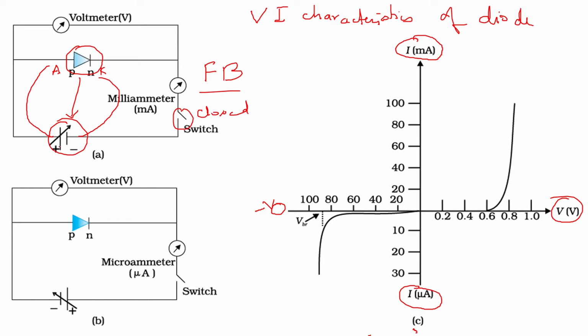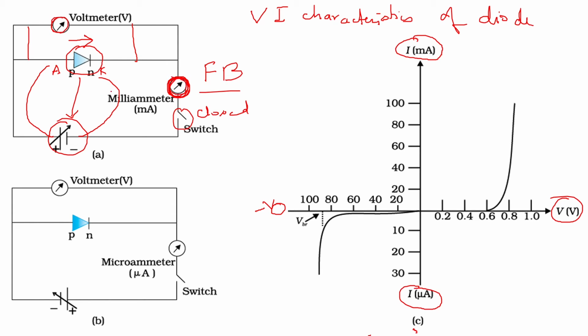So as you increase this voltage, the potential barrier will be overcome and the majority charge carriers will cross over, and current starts flowing in this diode, which you can measure by connecting an ammeter, that is a milliammeter, in series with the diode. The voltage across the diode you can measure by connecting a voltmeter. So the voltmeter is connected across the diode and the ammeter is connected in series with the diode.